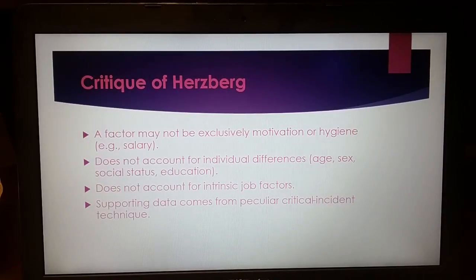All right, so the critique of Herzberg, for example, is that it might not be completely motivation or hygiene with the salary. It doesn't take into account individual differences. For example, someone who is just starting out in their career, if you're in your 20s, maybe you're gaining great job experience, but you don't really agree with the company policies, and you have to just dig in and do it for a couple of years to get that on your resume. The theory doesn't account for that.